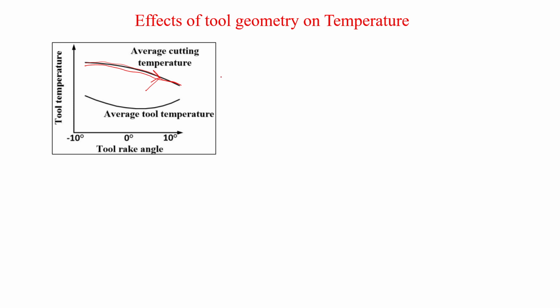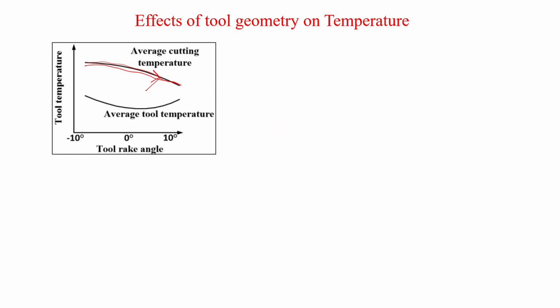If you're increasing the rake angle, then we know power is equal to F into V, right? Then because of the sharp edges, the force decreases. Because of the decrease in force, the power decreases, and because of the decrease in power, the temperature decreases. This is the reason when we increase the rake angle, the average cutting temperature decreases. Fine.